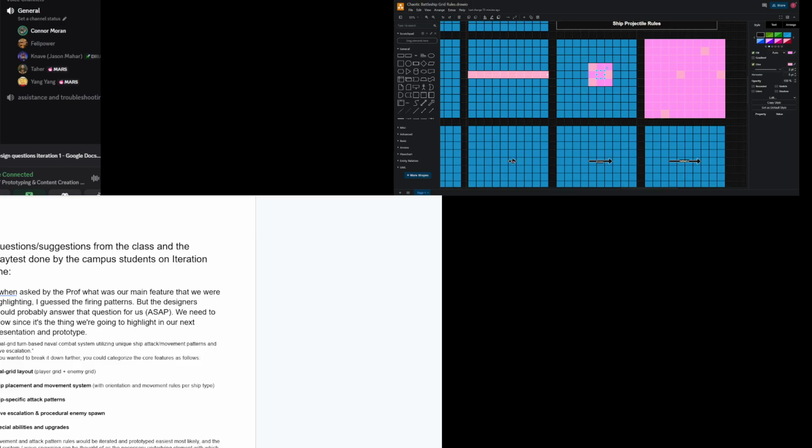So the first question, when the professor asked what our main feature is that we were highlighting, I put down it was the dual grid turn-based naval combat system, utilizing the unique ship attack movement patterns and wave escalation. But to be concise, it's the unique ship firing and movement patterns on the dual grid naval combat system. The grid system itself and the wave spawning are the test bed, the constants, and the attack patterns and movement rules are the iterative elements, what is defined and refined over play.